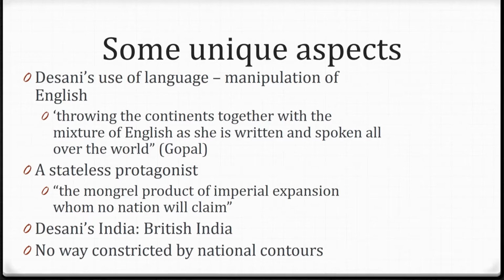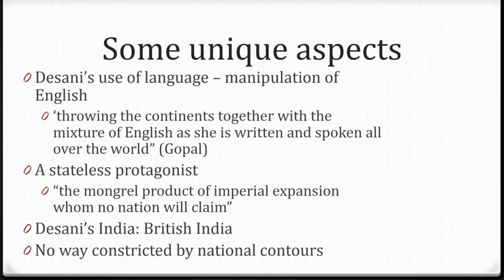Desani's use of English language, which has been more like a manipulation of the English language, has been talked about much in Priyamvada Gopal's words. What he has successfully done is throwing the continents together with a mixture of English as it is written and spoken all over the world. And we also find that the protagonist is a stateless person, a stateless protagonist, and he is described as the mongrel product of imperial expansion whom no nation will claim.